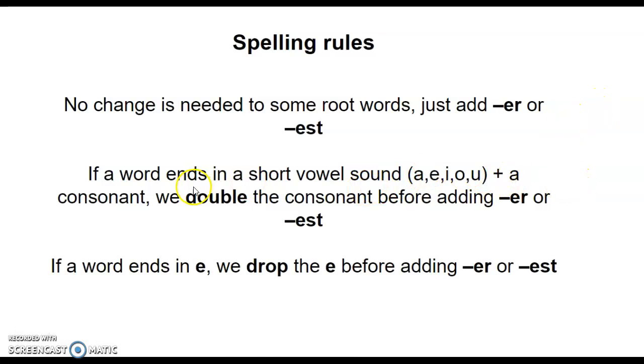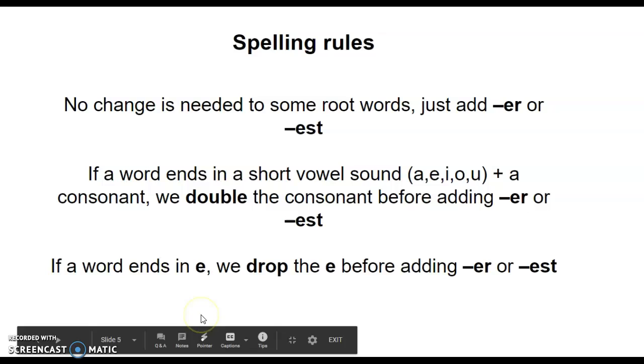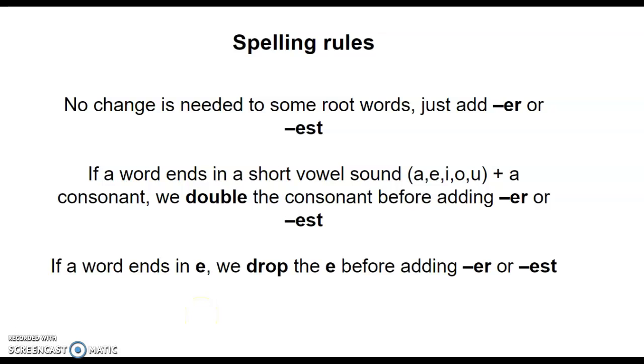So for some words, so no changes needed to some root words, okay? You just add ER or EST. Now, if a word ends in a short vowel sound, the vowels are A, E, I, O, U, so A, E, I, those are short vowel sounds, okay? And a consonant, we double the consonant before adding ER or EST. Now, if a word ends in E, we drop the E before adding ER or EST, okay?